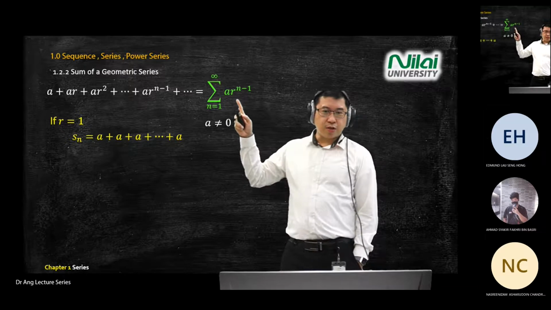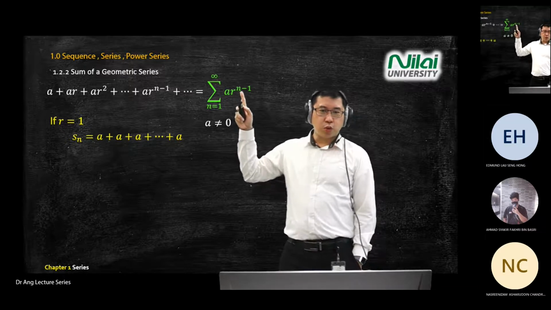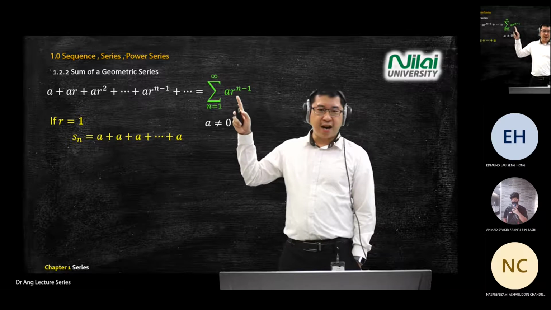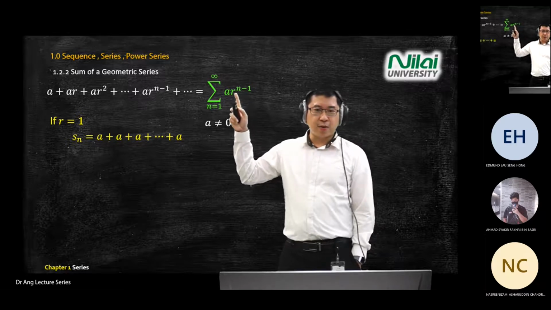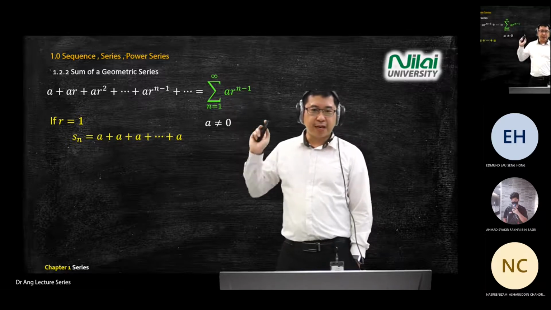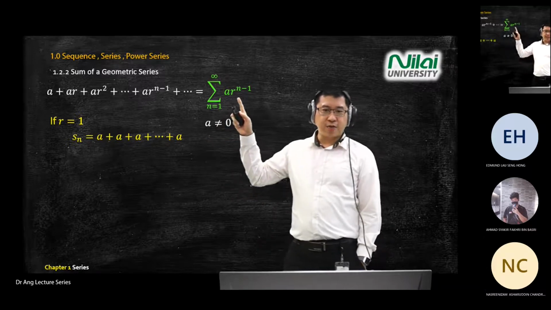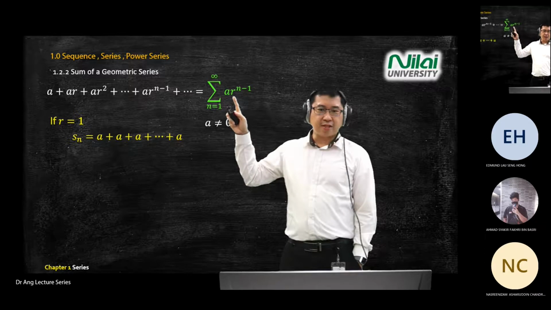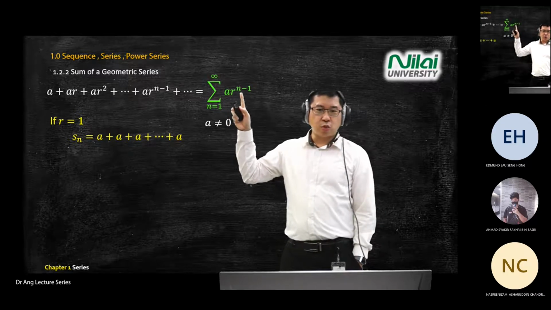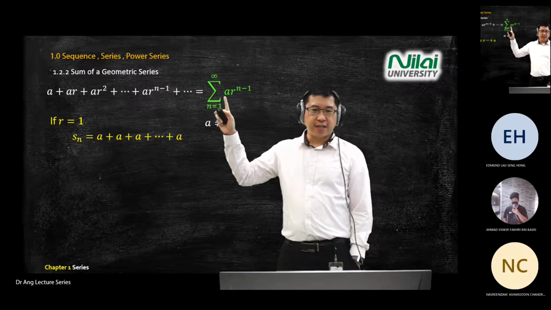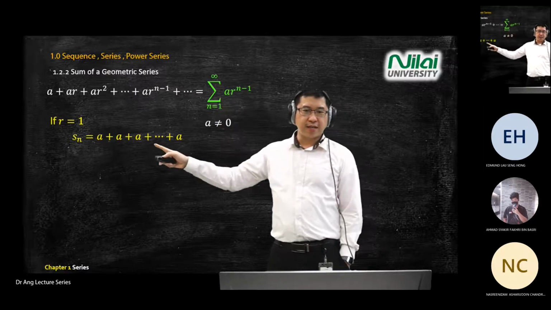Now your R is still 1, but now you change n to 2. 2 minus 1 means you get 1. R power 1, you still get 1. 1 multiplied by A, you still get A. What happens if you change your n equal 3? Now your R is still 1. 1 power 3 minus 1, you get 2. 1 power 2, you still get 1. And the third one, you still get A.